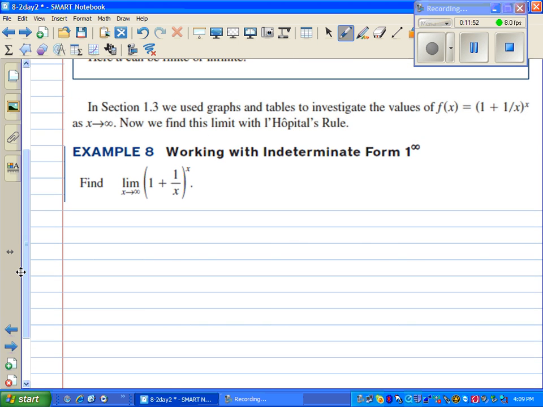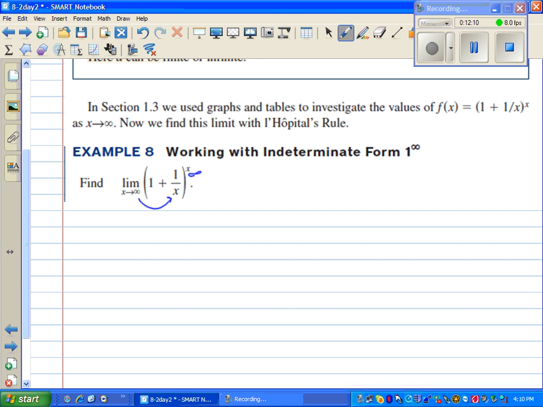It says in section 1.3 we use graphs and tables. Well, we didn't do section 1.3, so that's a moot point. Example 8, working with indeterminate form 1 to infinity. Well, if you plug infinity into x here, that would be 1 over infinity, which would be 0. 1 plus 0 is 1, so we have 1 to the power infinity.